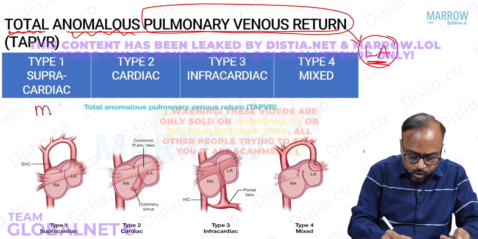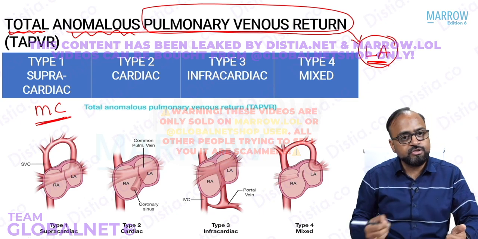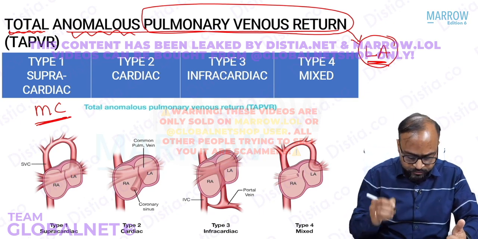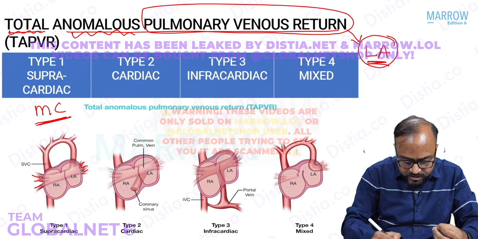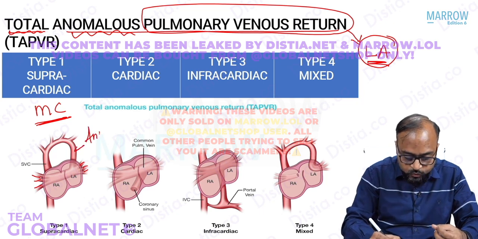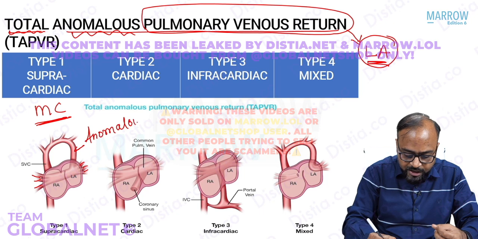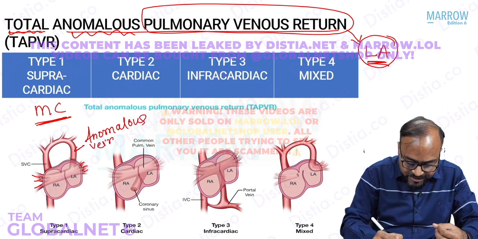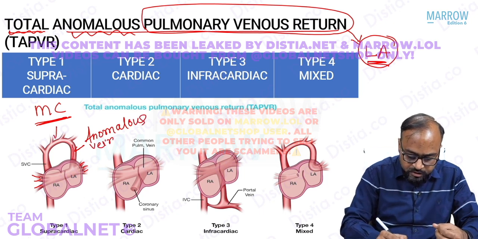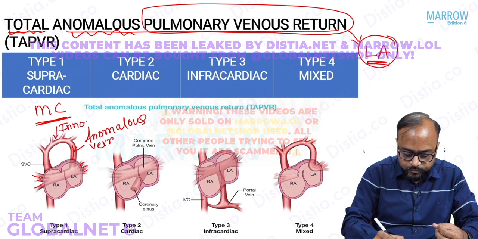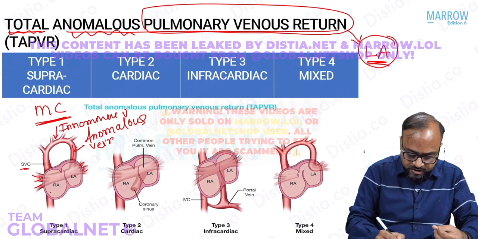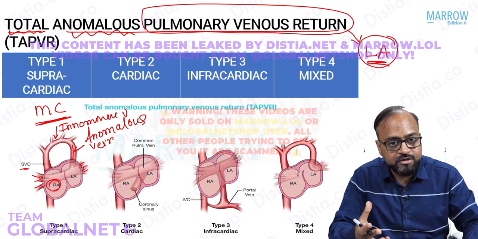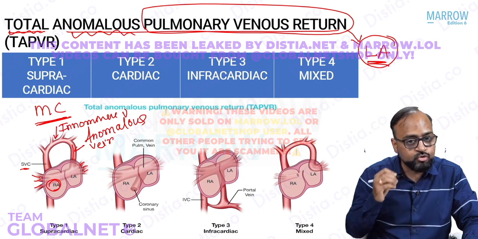The most common type of TAPVC or TAPVR is the supracardiac type, in which, behind the heart, the pulmonary veins join together to form a common channel. They form an anomalous vein that rises up, joins the innominate vein, and then drains into the SVC. Through the SVC, they are draining into the RA. So that is anomalous venous return. This is called supracardiac. This is the most common type.